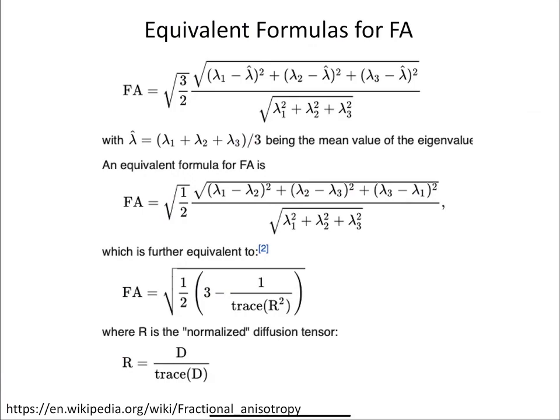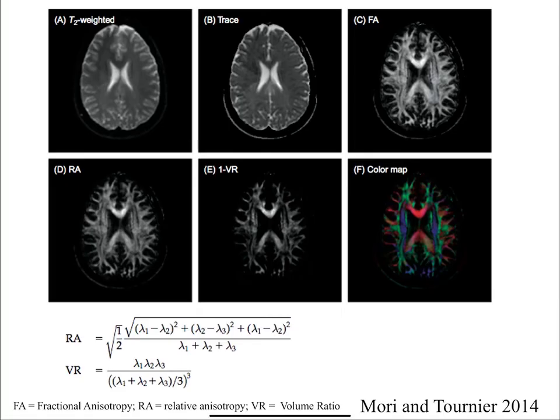A confusing thing in the literature is there are different expressions for FA, so you might see different people computing it differently. This is just from Wikipedia, showing you that there are different forms. Typically, you don't have to worry about this, but if you're reading a paper and they give you a formula that looks different from another paper, mathematically all these things are the same. Okay, so let's take a look at what this looks like.